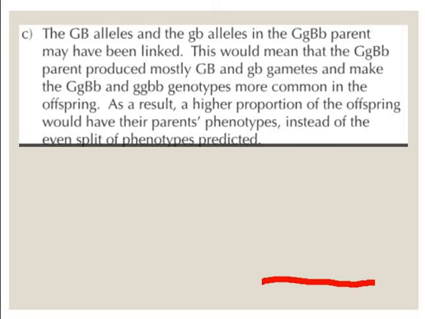Okay, so the dominant alleles and the recessive alleles in the heterozygous parent must have been linked. This would mean that the heterozygous parent produced mostly dominant G, dominant B, and recessive g, recessive b gametes to make the genotypes big G, big B, little g, little b, and the recessive ones more common in the offspring. As a result, a higher proportion of the offspring would have the parents' phenotypes instead of the evenly split phenotypes predicted.